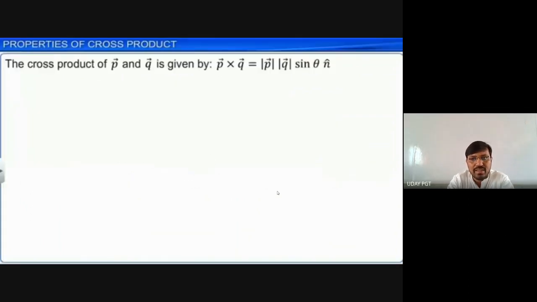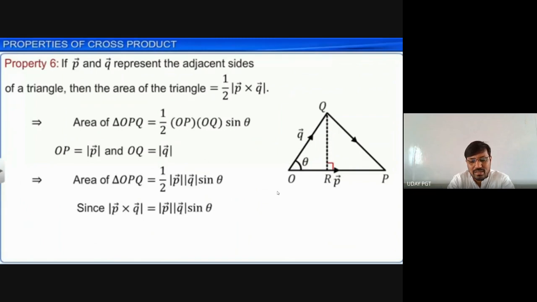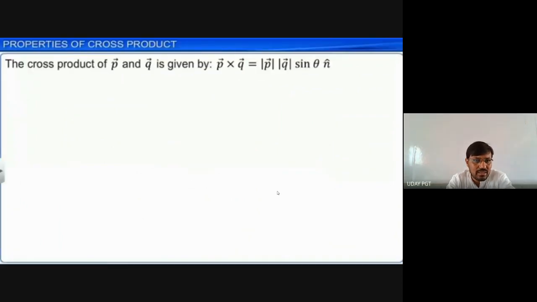You may get a doubt here: where is n cap? Because we are taking the magnitude, the magnitude of n cap is equal to 1. So that's why it will disappear. So the area of the triangle is like that. So the cross product of the two vectors we can find out here.